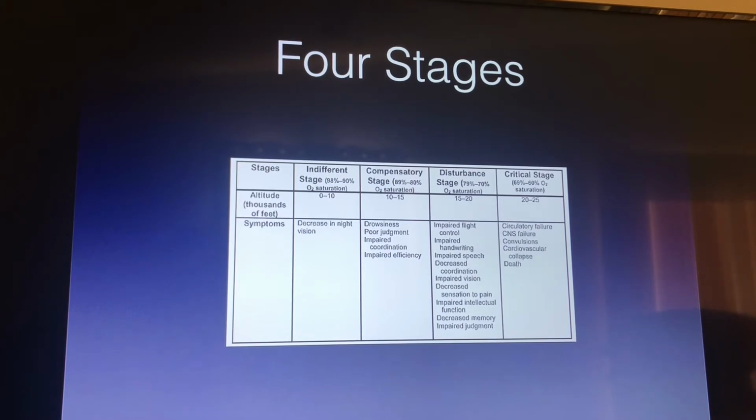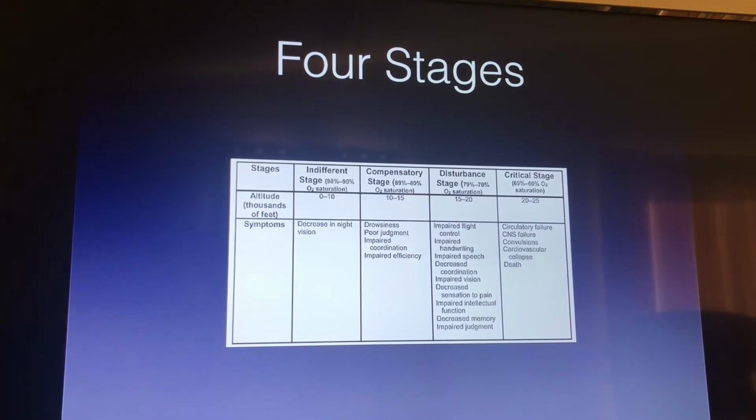Now that you know about the 4 types of hypoxia, let's get into the 4 stages of hypoxia. Basically, you have the indifferent stage, compensatory stage, disturbance stage, and critical stage. These stages are classified by altitude and decreased performance and physiological symptoms. So as you can see, from sea level to 10,000 feet, you'll experience a decrease in night vision. At the compensatory stage, you can experience drowsiness, poor judgment, impaired coordination, and impaired efficiency.